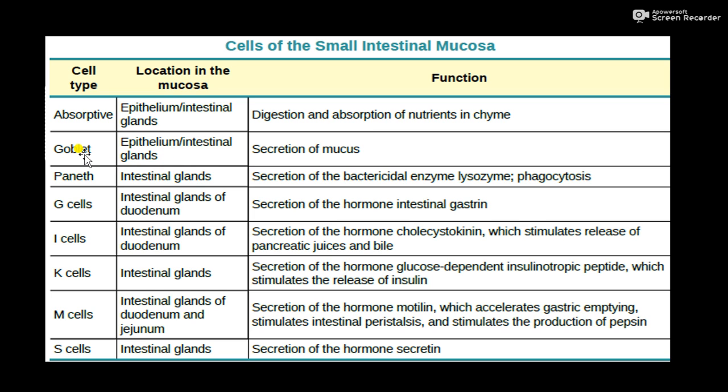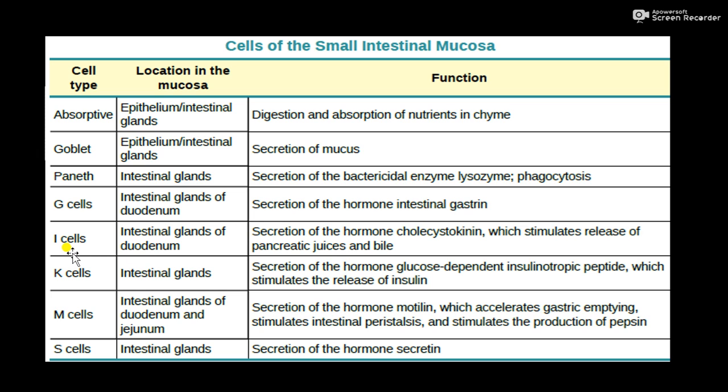The second type of cell is the goblet cell, which is present in the epithelium and intestinal gland, and its function is the secretion of mucus. The third type is the Paneth cell. It is located in the intestinal gland and secretes the bactericidal enzyme lysozyme and performs phagocytosis. Then the G cell, which is present in the intestinal gland of the duodenum, has the function of secreting the hormone intestinal gastrin.